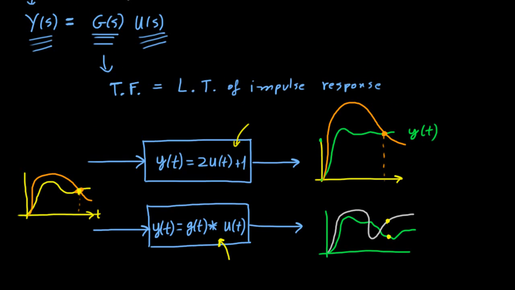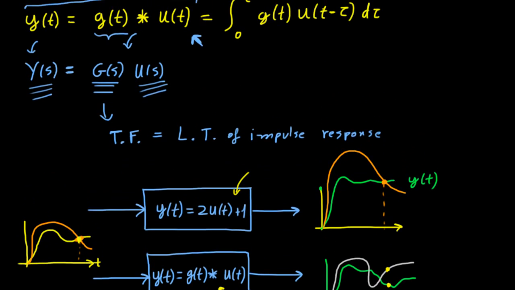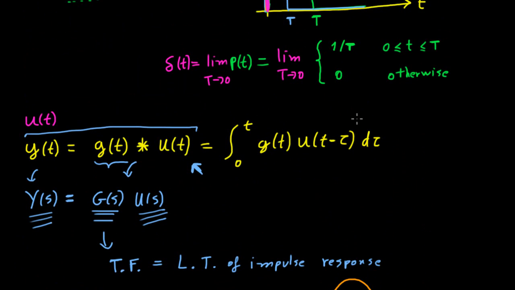Well, hopefully this makes sense, and I'll see you in the next video, in which I'll try to show why the output of a system is given by the convolution of the input, any input, and the impulse response.